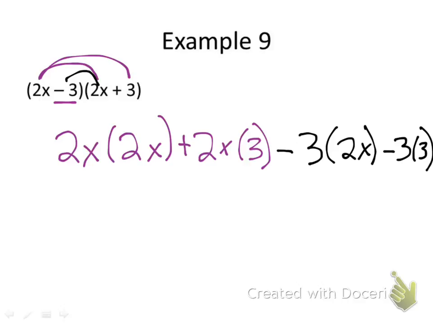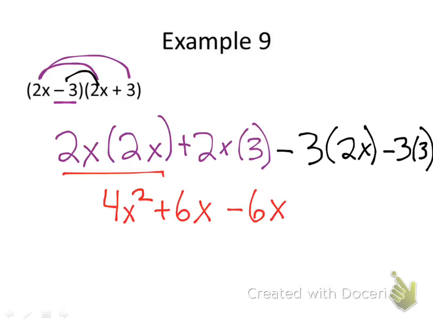All right, go through and actually do the multiplication. 2x times 2x is 4x squared. 2x times 3 is 6x. Negative 3 times 2x is minus 6x. And negative 3 times 3 is minus 9.